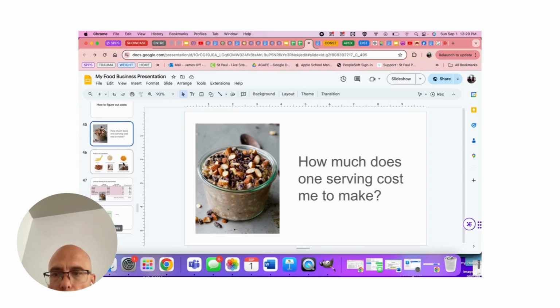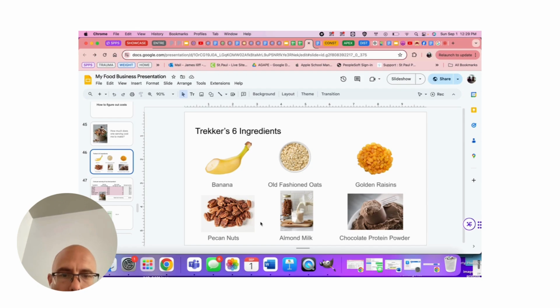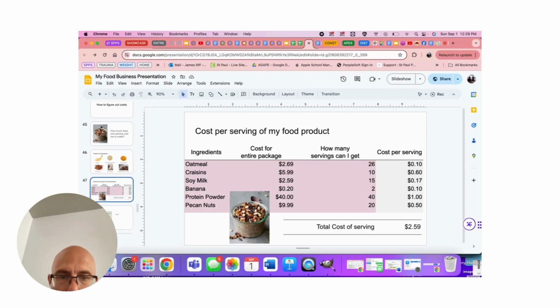And so, we can look and see that these are all the ingredients I use in my overnight oats. I use half a banana, some oatmeal, some raisins, some protein powder, some almond milk, and some pecan nuts. Now, to make this one serving, I have to buy all of these ingredients. And this is how much it costs me to buy all of them. This is how many servings I can get out of them. And after I do all the math, which I'm going to show you how to do, I determine that it costs me $2.59 to make this. Now, why is that important to know?